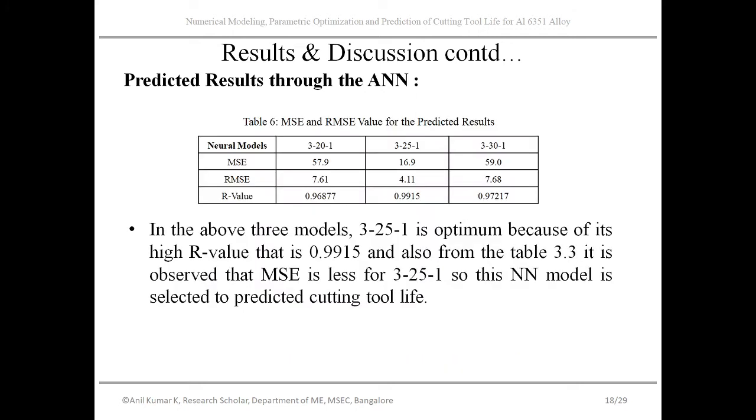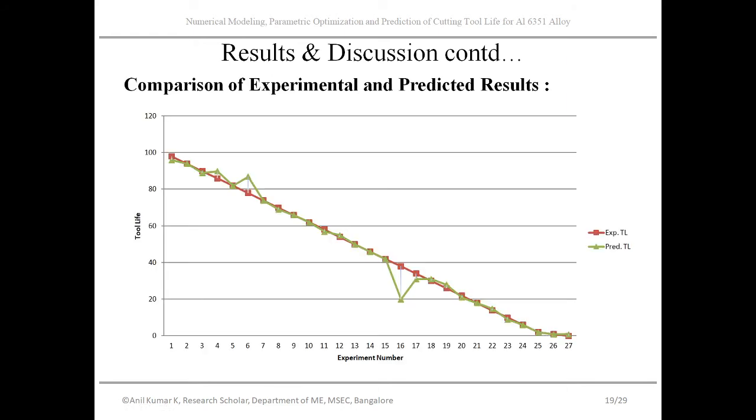Out of these three models, the 0.9915 model, that is the 3-2-5-1 neural network model, has an R value very near to 1. So the 3-2-5-1 neural network model is the best fitting model. Also I have calculated the mean square error for all three models, and for the 3-2-5-1 model it is very low, that is 16.91%. So I have selected the 3-2-5-1 model to predict the tool life.